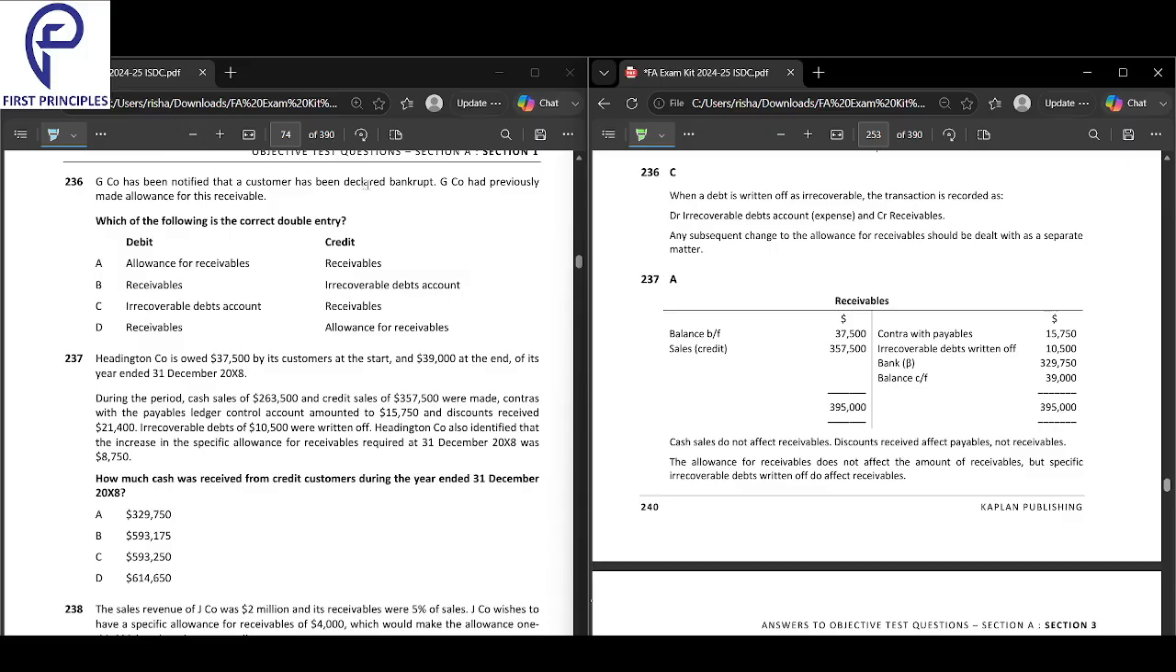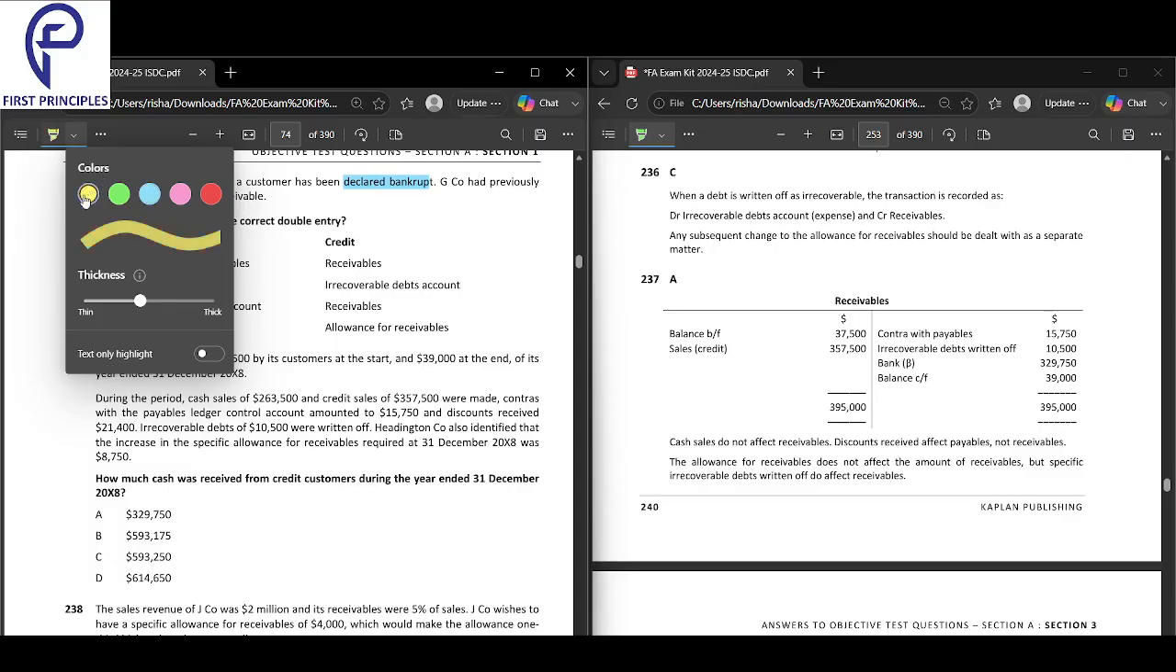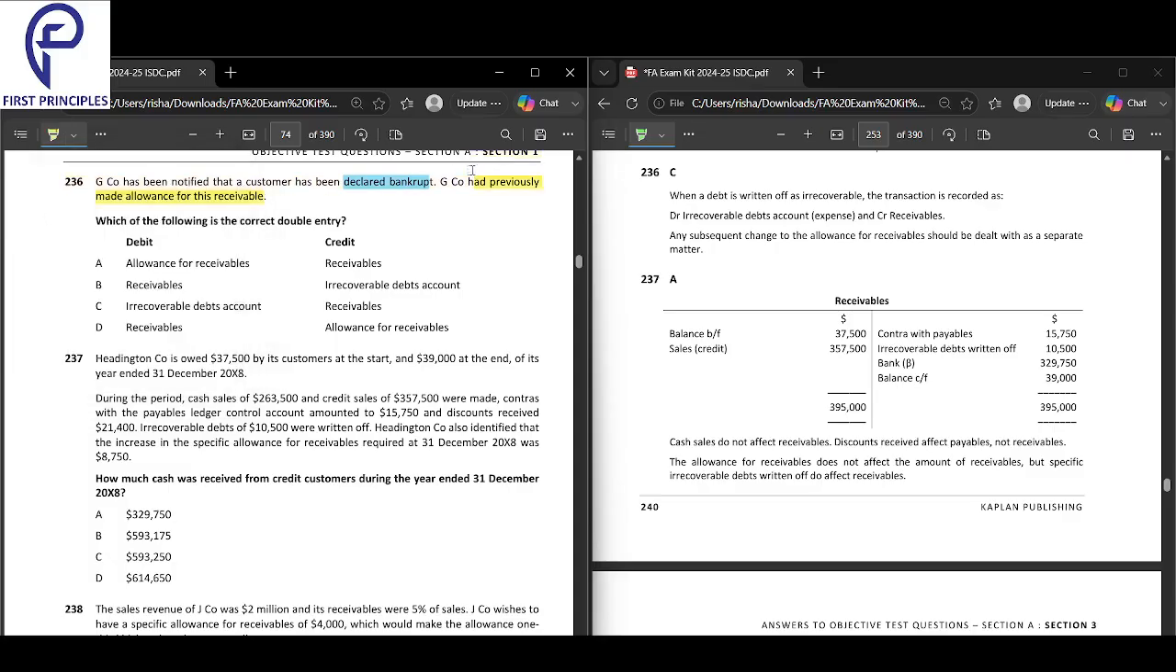GCO has notified that a customer has been declared bankrupt. Now no money is coming from him. He's declared bankrupt, and GCO had previously made an allowance for this receivable also. They have declared him bankrupt and they have made an allowance for the receivable as well.